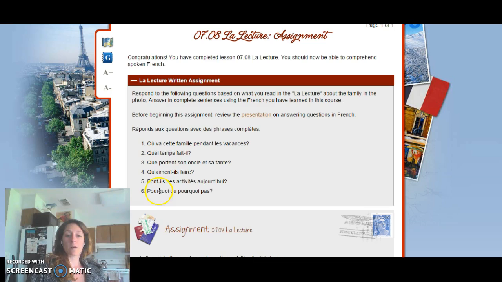So see if you can do 4, 5, and 6 on your own. Number 6, pay close attention. Pourquoi ou pourquoi pas means why or why not. You have to answer in a complete sentence saying they do or they do not do these activities because, and so on.